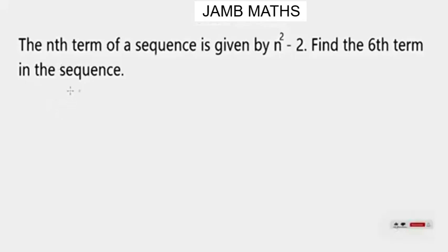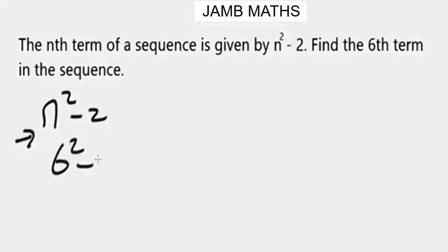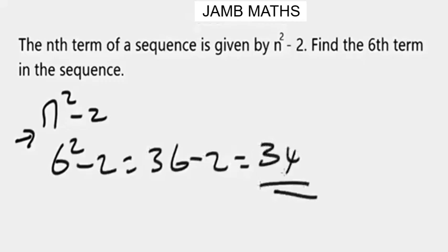Now this is very, very easy. Now that we have the nth term of the sequence to be n squared minus 2, to find the sixth term of the sequence, all you simply have to do is plug in this sixth term we have here as the value of n and get your answer. So when you do it, you're going to have 6 squared minus 2. So 6 squared is 36, minus 2, which is going to give us 34. So this will be the sixth term in the sequence. It's as simple as that.